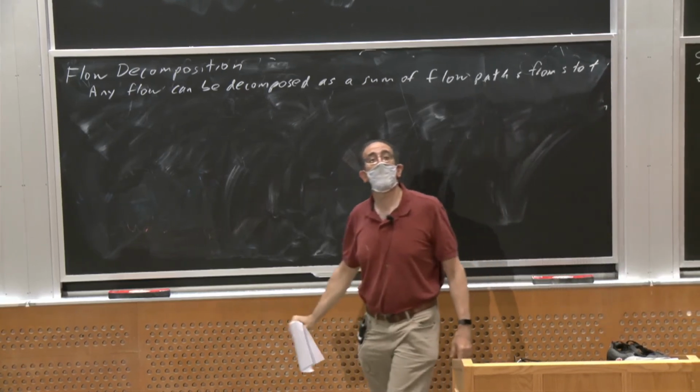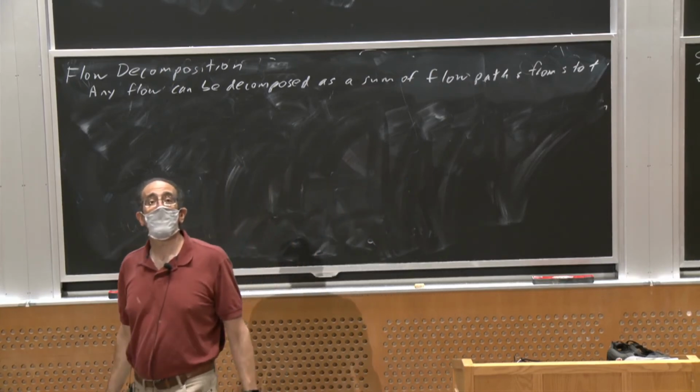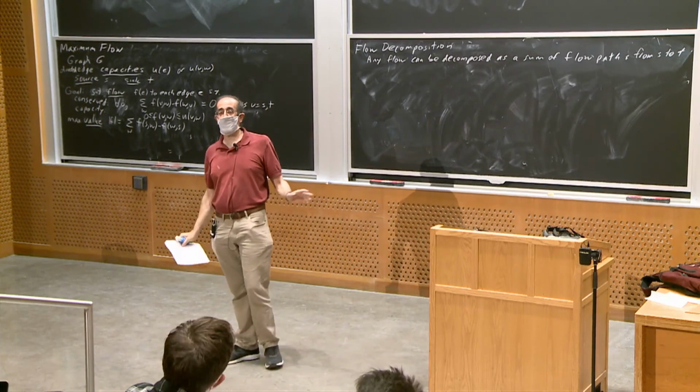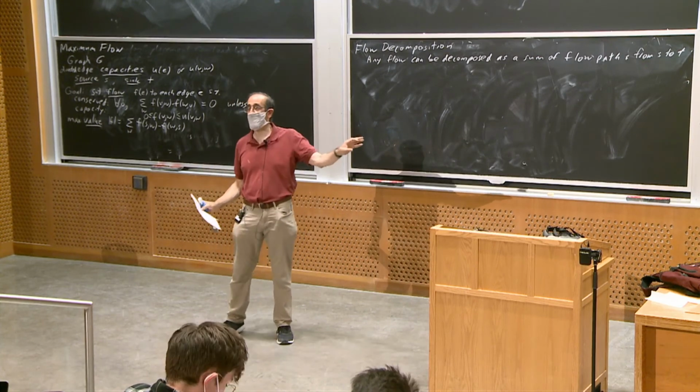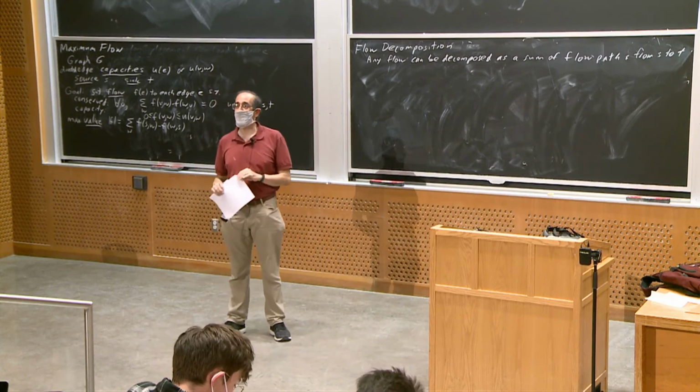Question? Strictly speaking, just flow that doesn't branch. It doesn't branch. It doesn't separate. It doesn't come back together. It's just like a path. It's just one chain of edges going from the source to the sink.